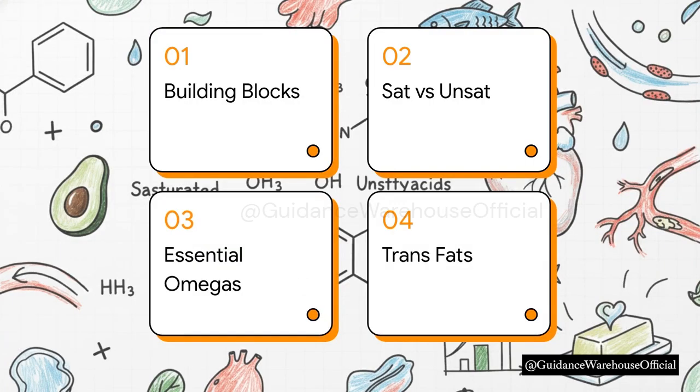Okay, let's dive into this. Here's our syllabus for today's lecture. 1. Fatty acid building blocks. 2. Saturated versus unsaturated fats. 3. The essential omega fats. And 4. The danger of trans fats.